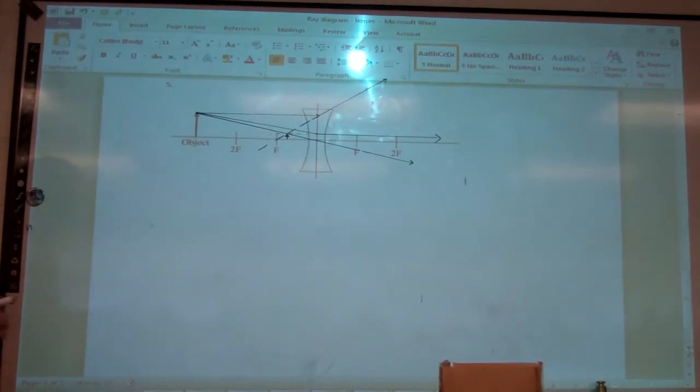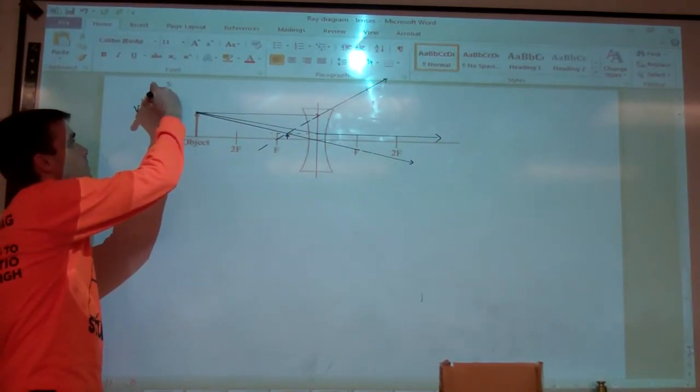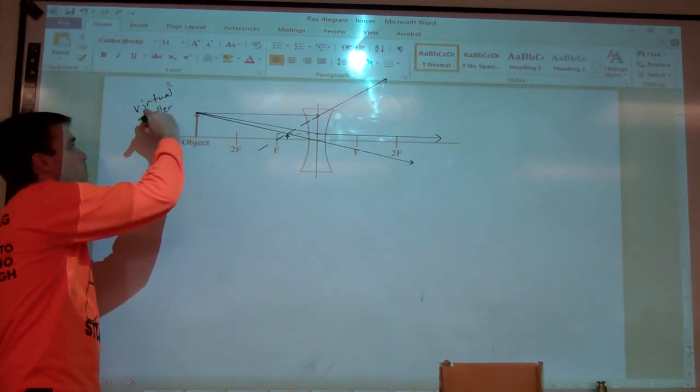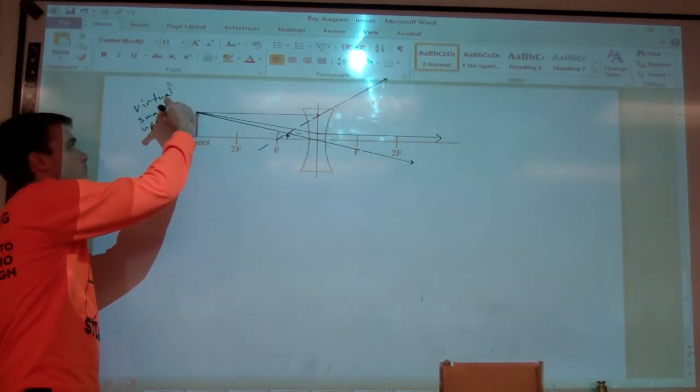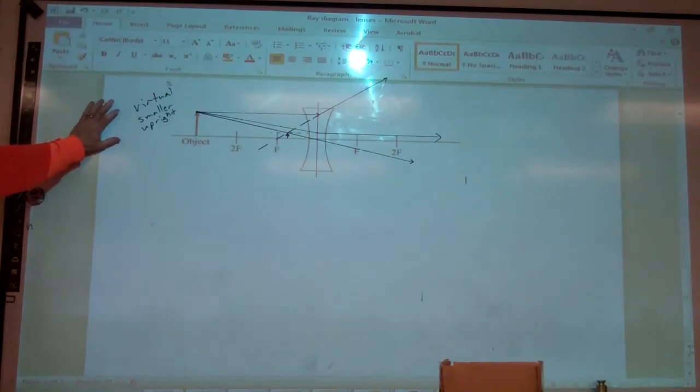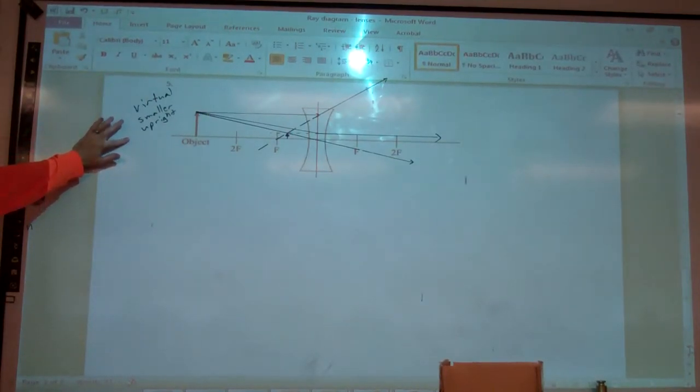So what is this image? Virtual, smaller, upright. Alright, so anytime you have a diverging lens, when it spreads light out, the image is going to be virtual, smaller, and upright. No matter where it is on that line. It's always virtual, smaller, and upright. Same with a convex mirror. It's always virtual, smaller, and upright in a convex mirror.